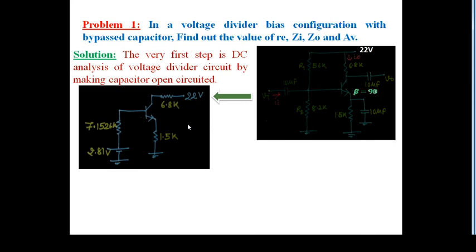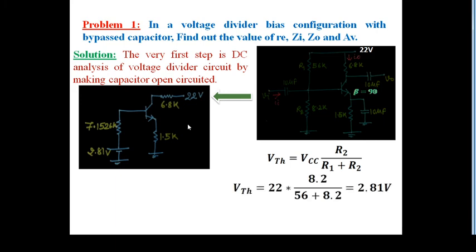So we have to find V Thevenin: VCC into R2 by R1 plus R2. After putting 22 and 8.2 kilo ohm, I am not writing kilo ohm because it will finally be cancelled. After solving it will come 2.81 volt. So that is V Thevenin. Then for the R Thevenin we have to take R1 in parallel with R2, means 56k in parallel with 8.2k.